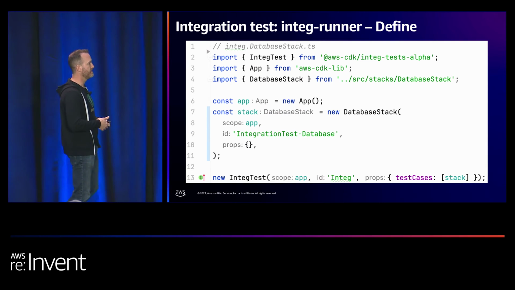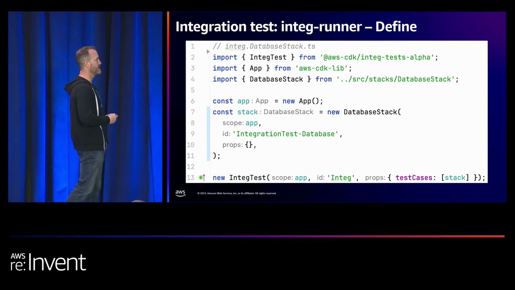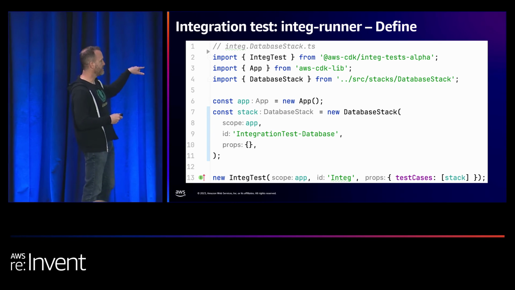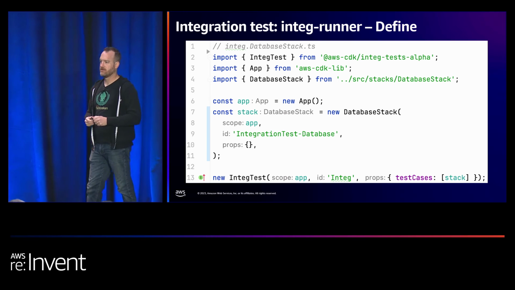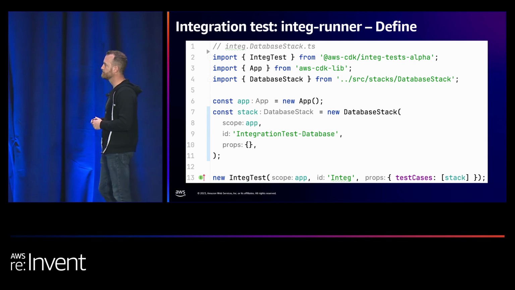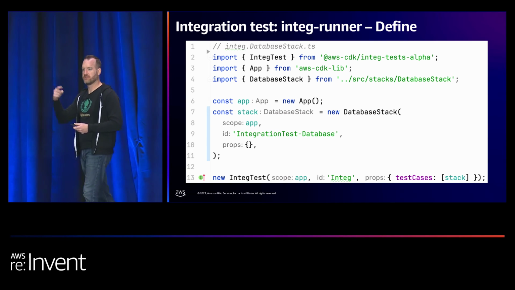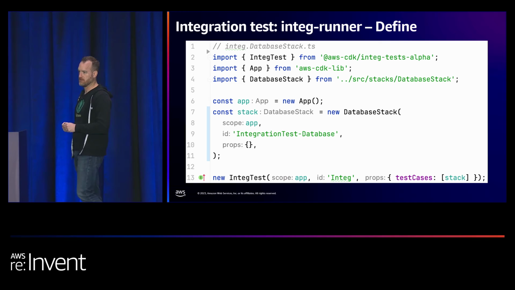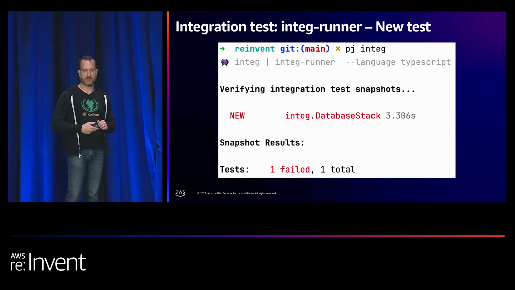Now, integration tests look just like normal apps. You can see here, in this case, I'm going to do an integration test on the database stack. But line 13, instead of being a synthesize call, I'm creating this IntegTest class, and I'm giving it that test stack, the database stack. And what's going to happen here is it's very similar to a snapshot test, but it takes an additional step that snapshot testing and unit testing don't do. It's going to actually try to deploy it to your AWS account.